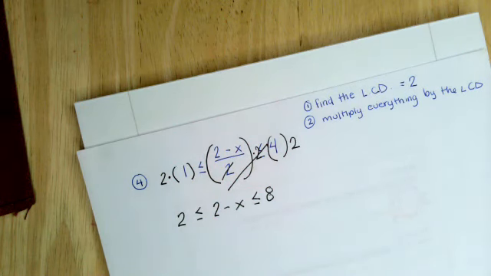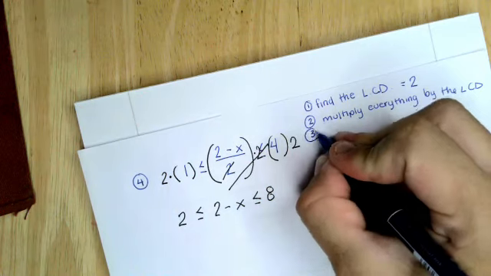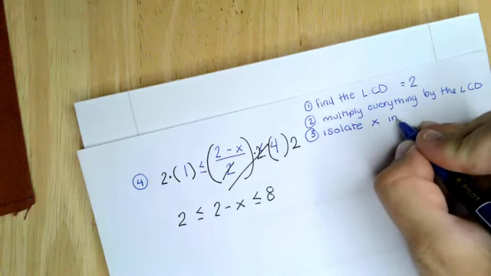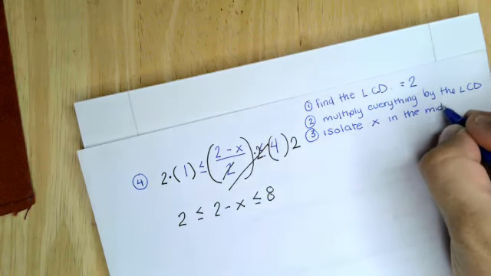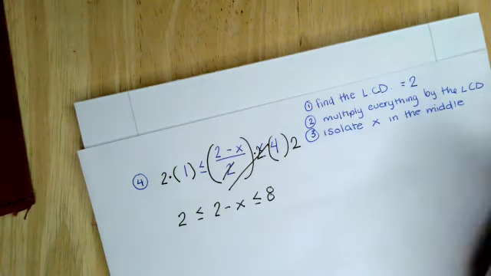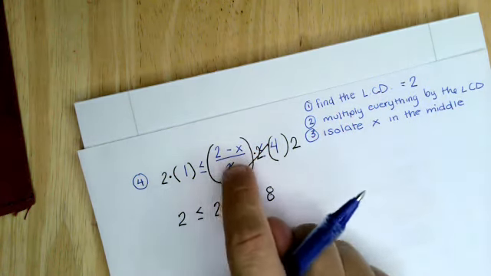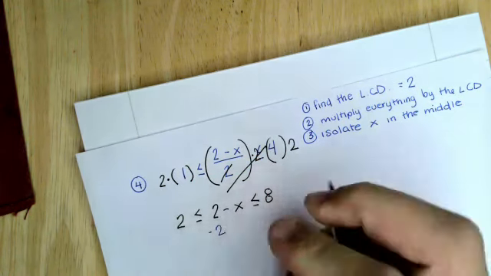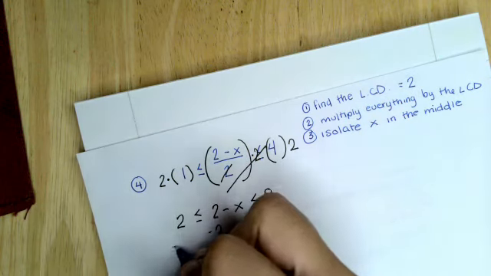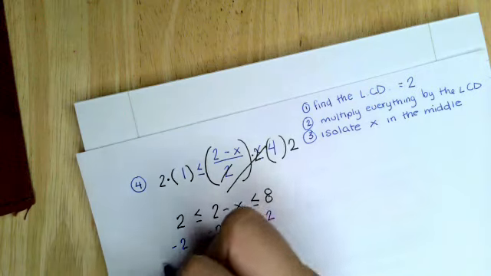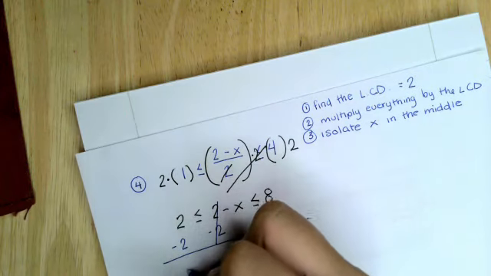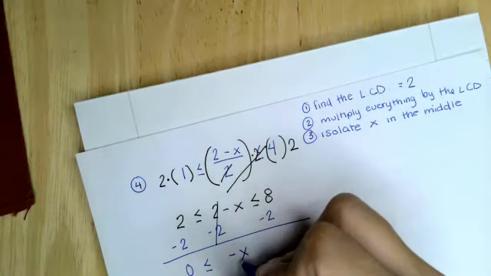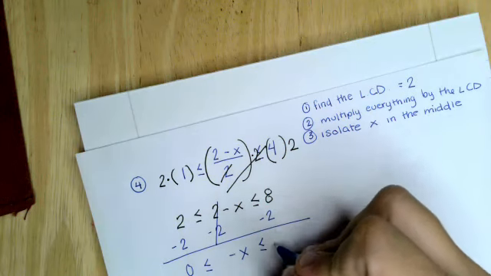Right? Now we want to isolate the x in the middle. All right, so if you ever have an x over here and an x over here, put them both in the middle. To do that, we would subtract 2. Remember, we have 3 sides now instead of just 2. So subtract 2, subtract 2, subtract 2. 2 minus 2 is 0. This is a negative x. 8 minus 2 is 6.